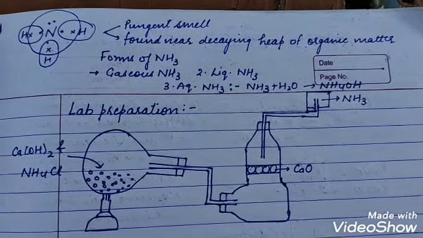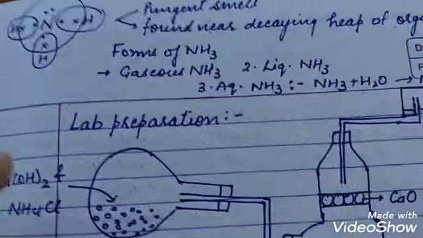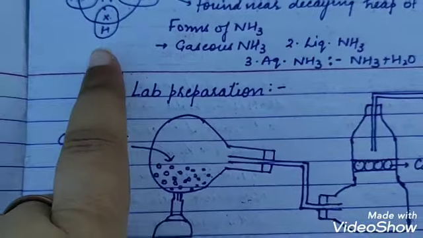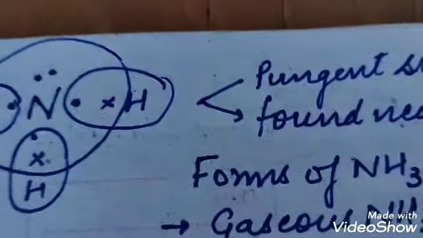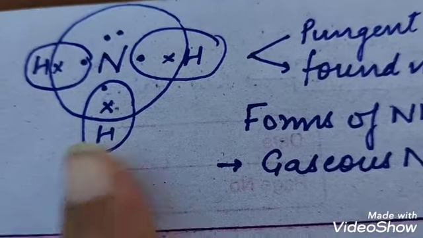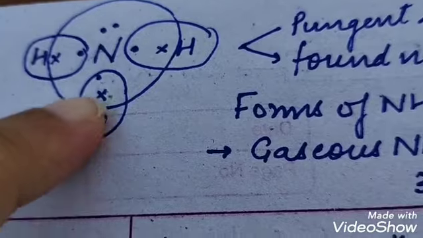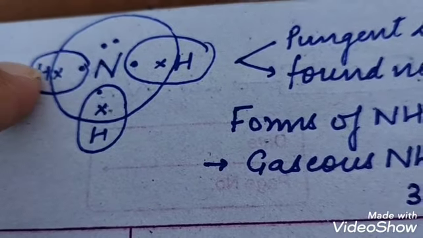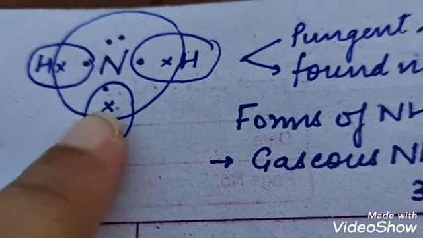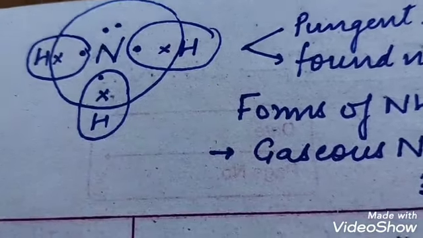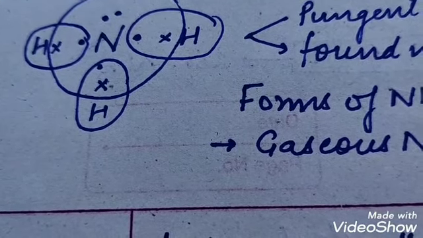Now today we are going to start with ammonia. As you all know, ammonia has this structure in which it is joined by covalent bonds. Ammonia is nitrogen based. Ammonia formula is NH3. Nitrogen has 5 electrons in its outermost shell. One electron it is sharing with each hydrogen, so it is forming 3 covalent bonds.